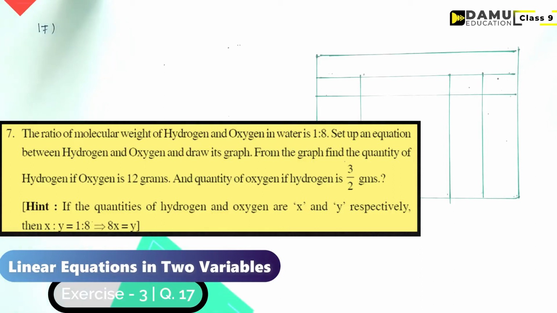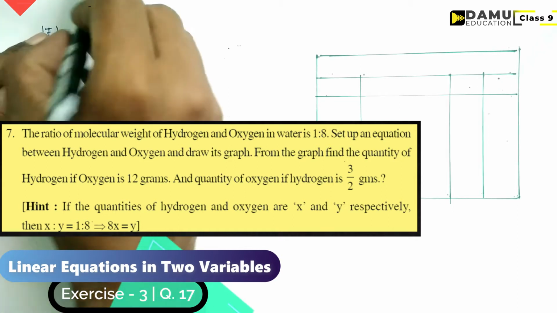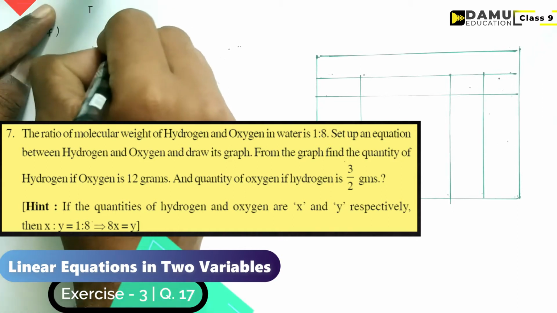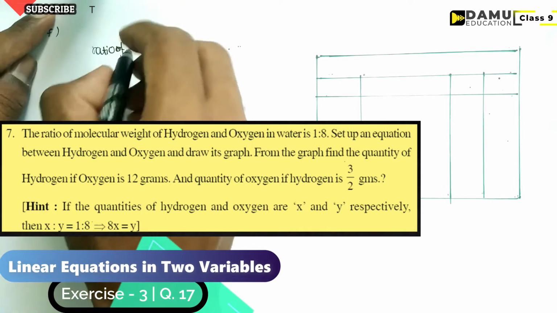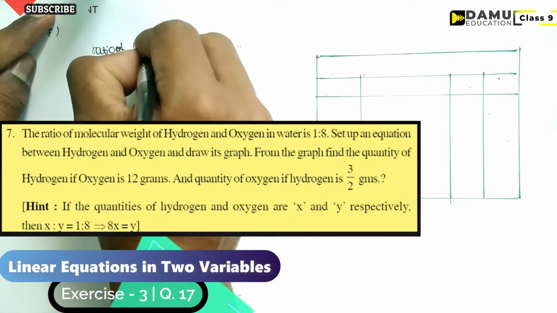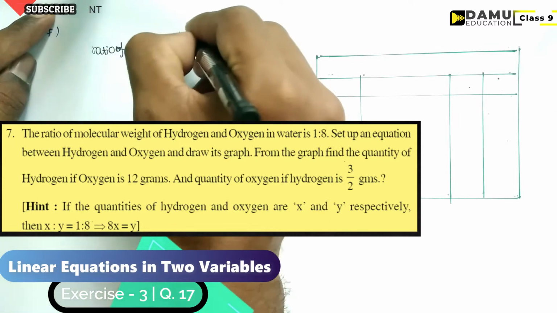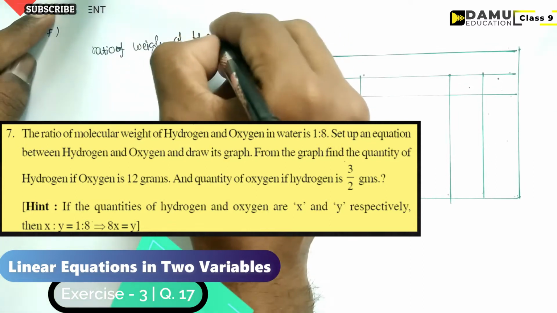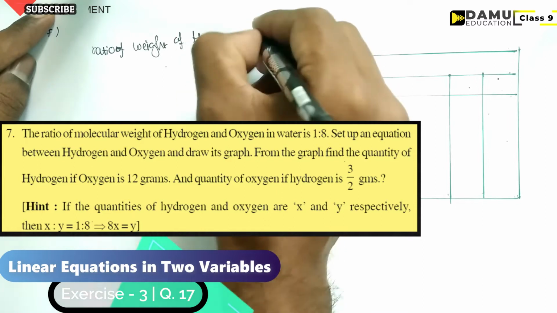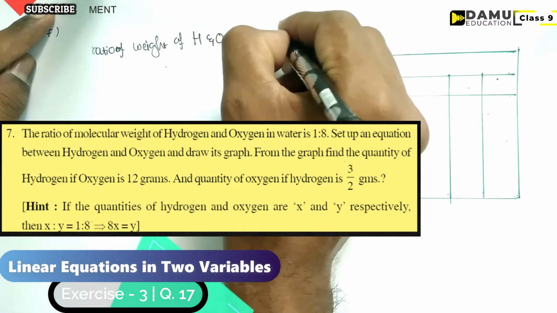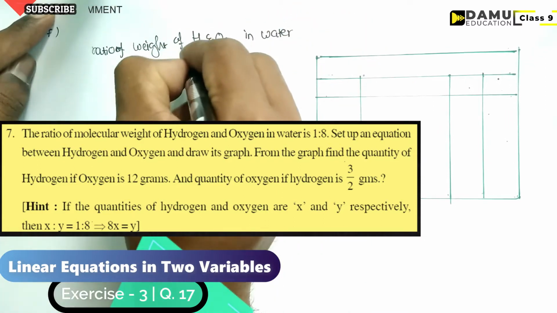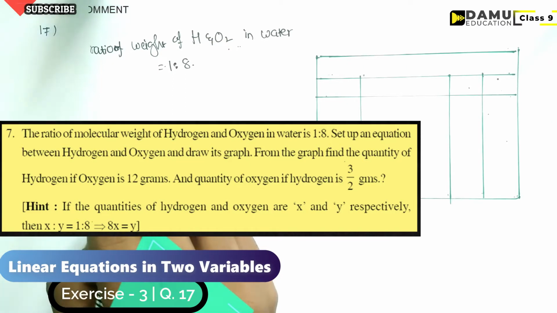Our 17th question: the ratio of molecular weight of hydrogen and oxygen in the water is, so the ratio of molecular weight of hydrogen and oxygen in the water will be equal to, what is that? 1:8. That is the 1:8.